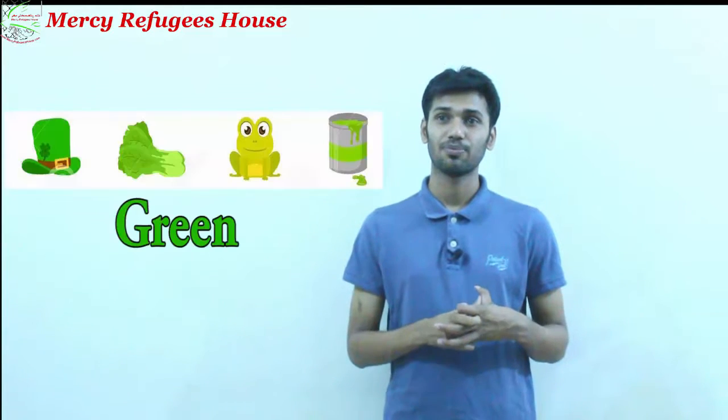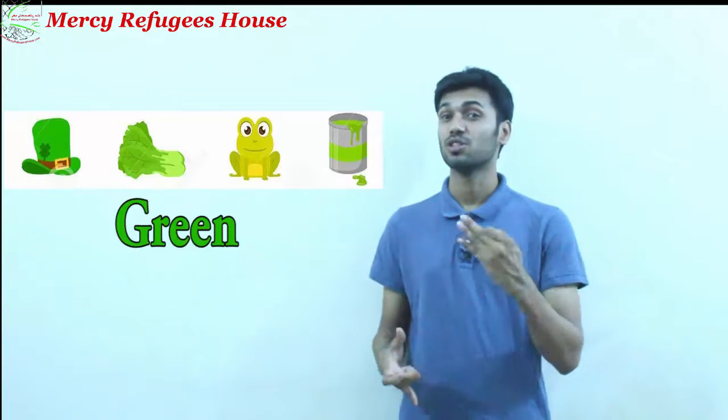Go to the next four objects. What can you see? There are four different objects in green. Green. Look at this hat. It's a green hat. Look at this vegetable. It's a green vegetable. The next one is a frog. It's a green frog. The next one is a drum of green color.